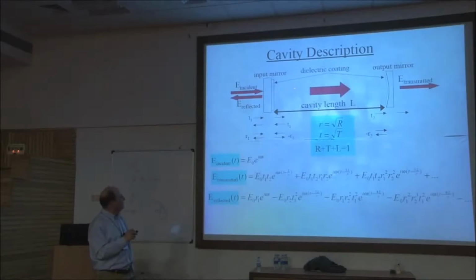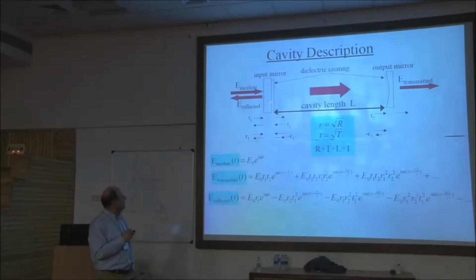The light that isn't reflected enters the cavity, so it gets multiplied by the transmission coefficient T1, propagates here and picks up a phase appropriate to traveling a distance 2L, gets multiplied by the reflection coefficient here, and again by the amplitude transmission coefficient here, and gives a net contribution to the reflected field of this term, E naught R2 T1 squared e to the i omega (t minus 2L over c), for the phase from traveling through the cavity.